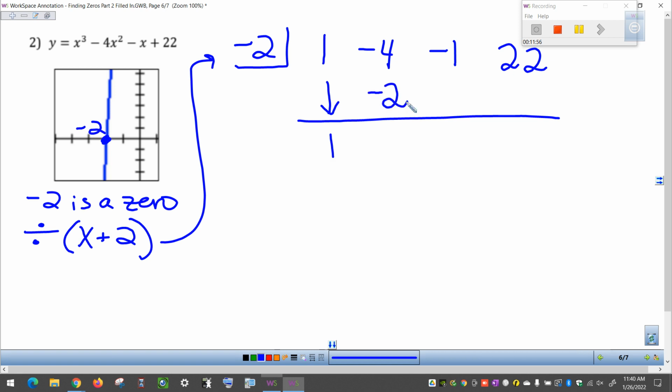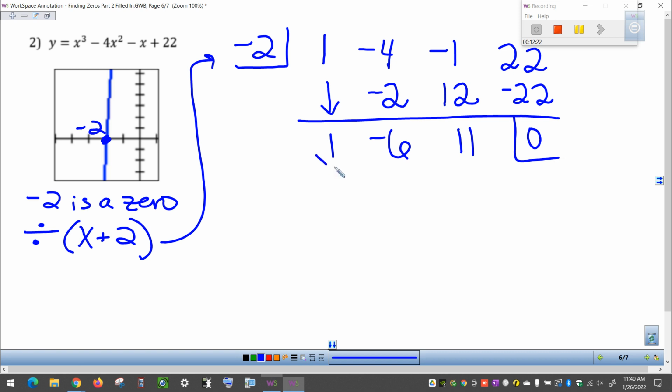We'll write the answer here, add the column to get -6. Multiply that by the -2 in the box, and we get +12. Add the numbers here to get 11, and then 11 times -2 is -22, which is exactly what we need, because we always want to make sure we have a remainder of 0 here.